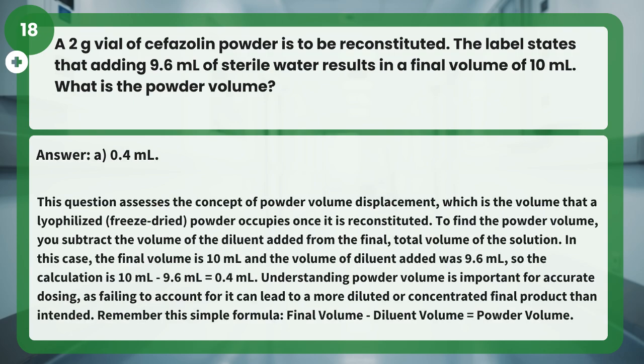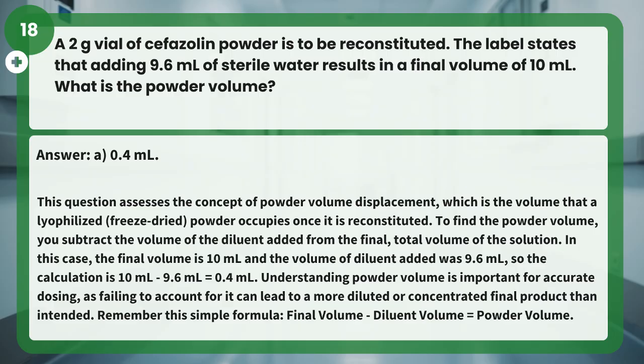Answer: A. 0.4 milliliters. This question assesses the concept of powder volume displacement, which is the volume that a lyophilized, freeze-dried, powder occupies once it is reconstituted. To find the powder volume, you subtract the volume of the diluent added from the final, total volume of the solution. In this case, the final volume is 10 milliliters and the volume of diluent added was 9.6 milliliters, so the calculation is 10 milliliters minus 9.6 milliliters equals 0.4 milliliters.